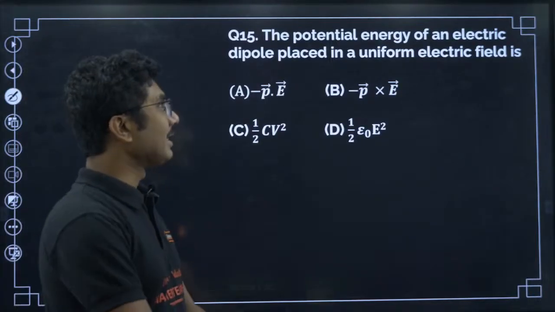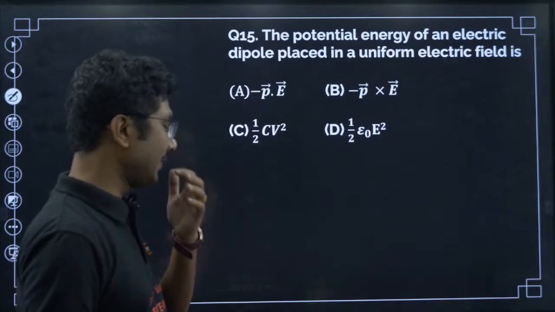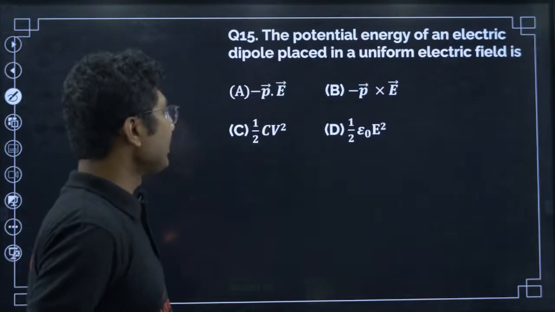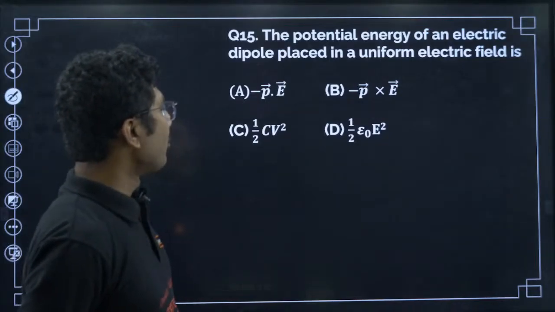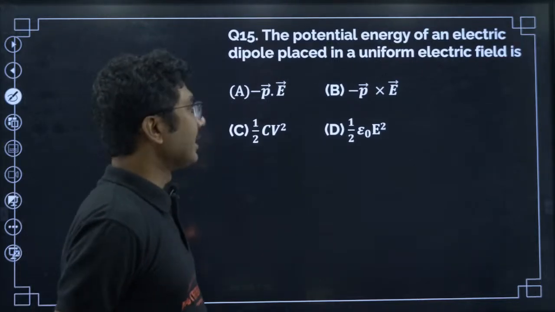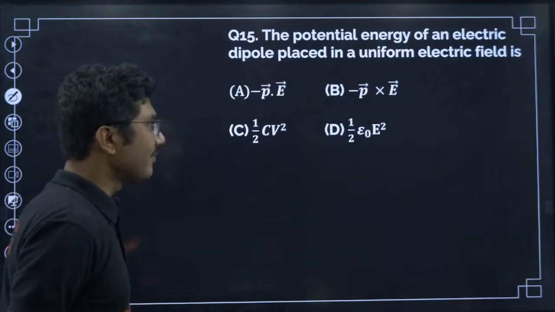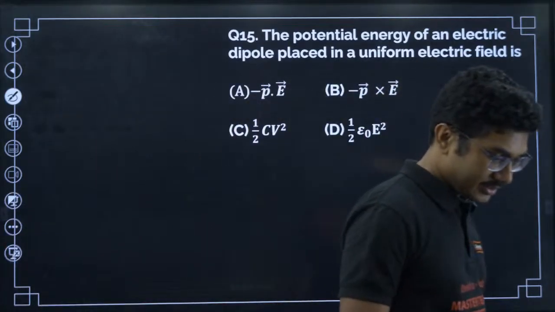The potential energy of an electric dipole placed in a uniform electric field is, this is an easy question. The potential energy of an electric dipole placed in a uniform electric field is: minus P dot E, minus P cross E, half CV square, half epsilon naught E square. Now let's see.